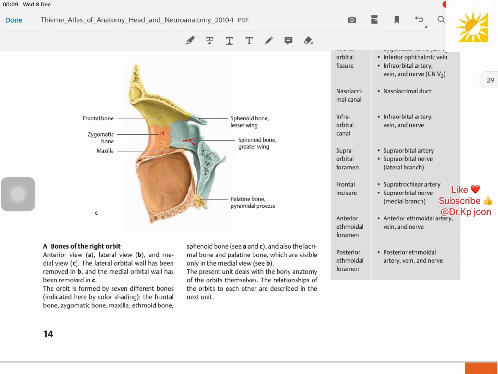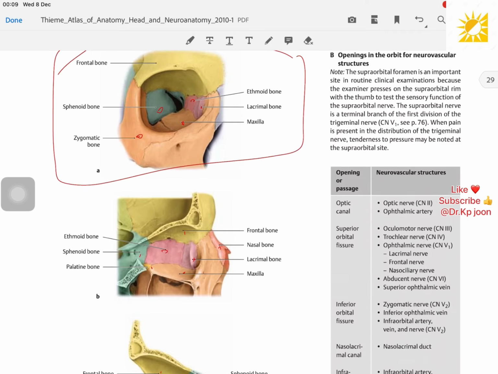The orbit is formed by 7 different bones indicated here by color shading. The frontal bone, zygomatic bone, maxilla, ethmoid bone, sphenoid bone, and also the lacrimal bone and palatine bone, which are visible only in the medial view. So the present unit deals with the bony anatomy of the orbit itself. The relationships of the orbit to each other are described in the next unit.